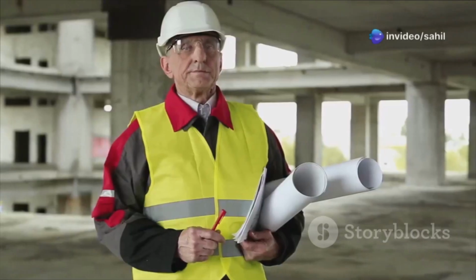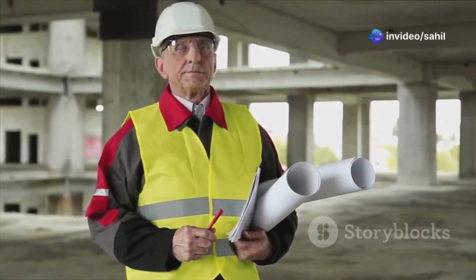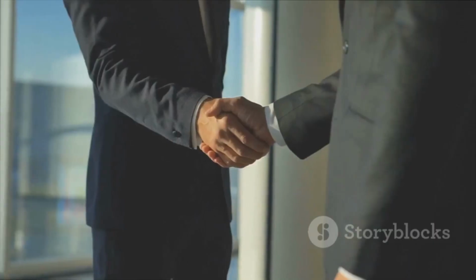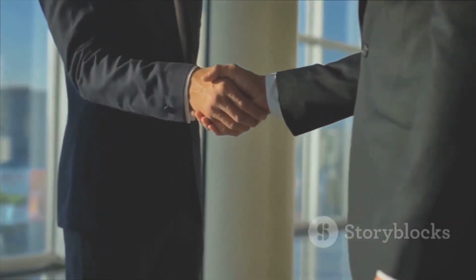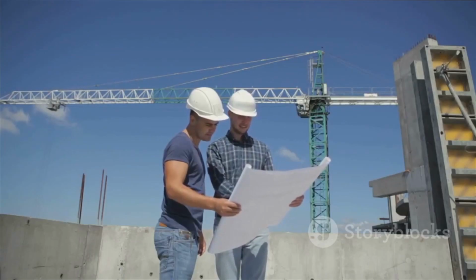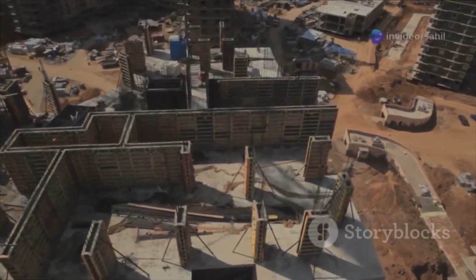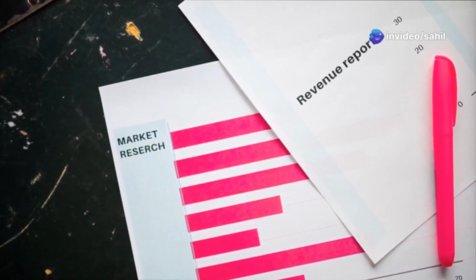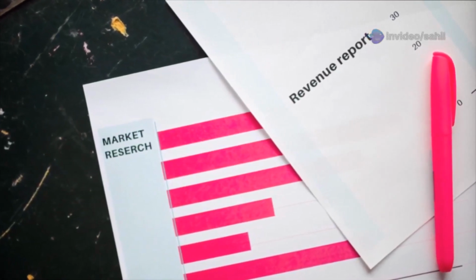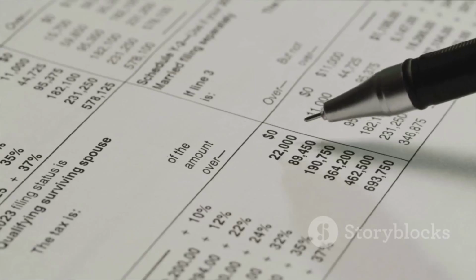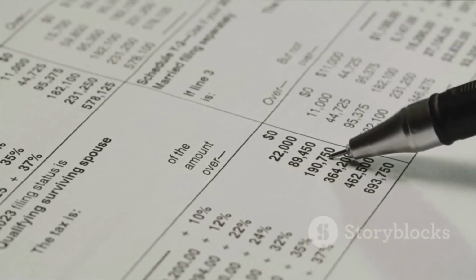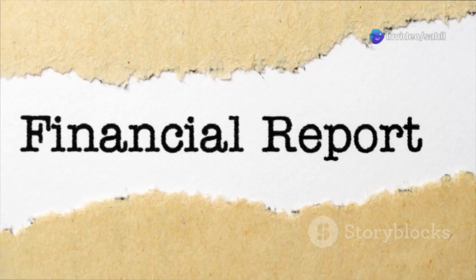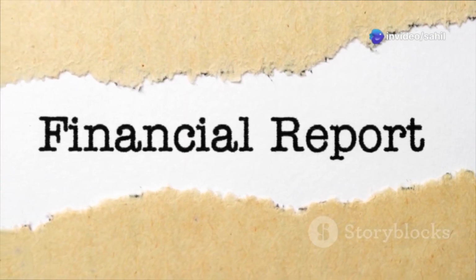Let's look at an example of the percentage of completion method. A construction company has a contract to build an office building. The total contract price is $10 million. The project will take 3 years to complete. In the first year, the company estimates that 30% of the project is finished. Using the percentage of completion method, the company can recognize 30% of the revenue. This means it records $3 million, 30% of $10 million, as revenue for the first year. This is done even if all the cash has not been received.